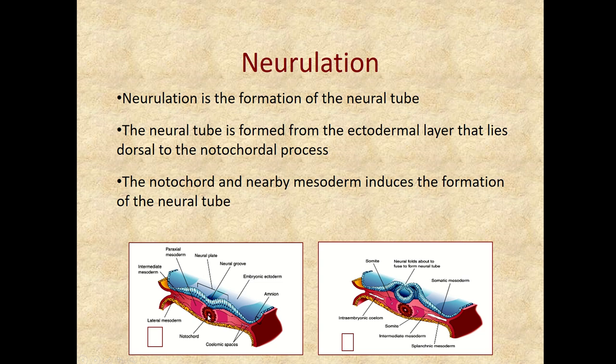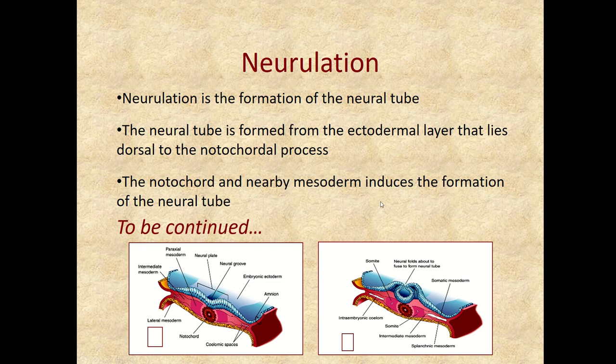And so the notochord is important because it is going to induce the formation of the neural tube that happens on the dorsal side of the embryo. So it's going to communicate with and induce these cells that are overlying the notochordal process to turn into the neural tube, and that's going to develop into the brain and the spinal cord. So that's why the notochordal process is important.